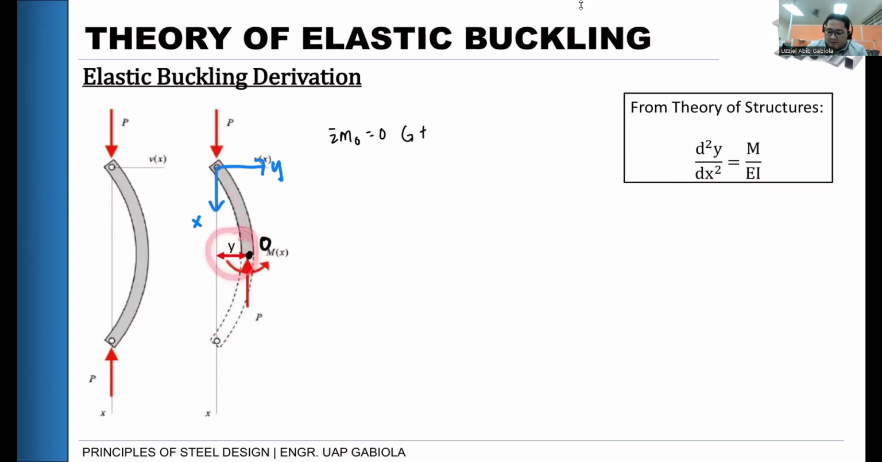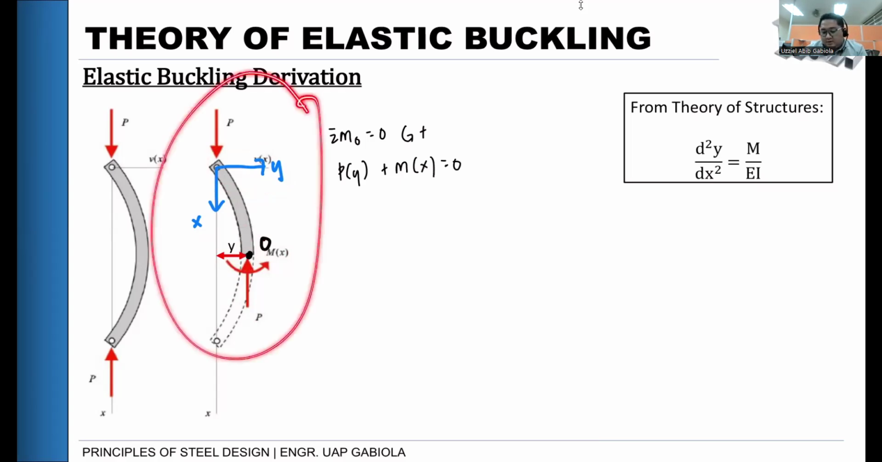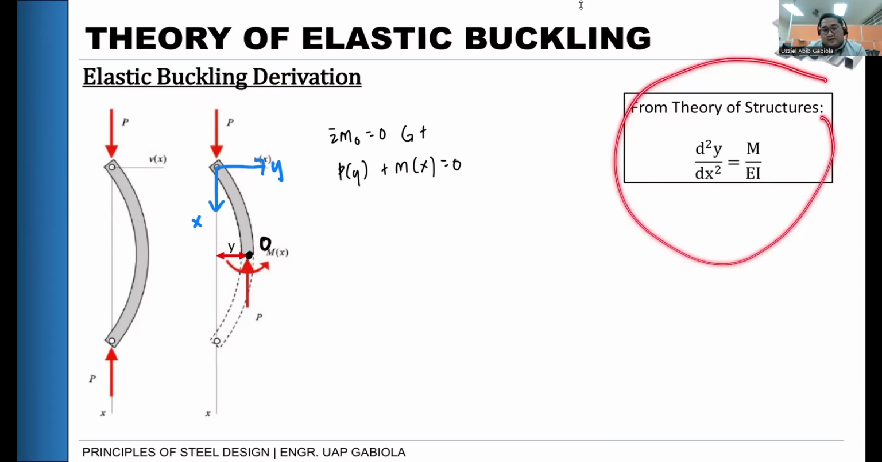Okay? So, again, going back, summation of moment at point O is equals to 0, taking counterclockwise as positive. So, magmo-moment si P, meron siyang distance na y, and then alin pa magmo-moment? Si P dito will not have a moment kasi wala siyang lever arm, pero meron tayong moment dito na Mx which is also counterclockwise. So that is plus Mx is equals to 0. So this is yung nakuha nating equation based from our diagram, no? And then as you can see here on our right side of the page is yung galing sa theory of structures natin.